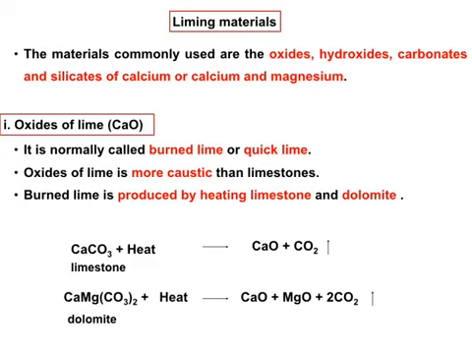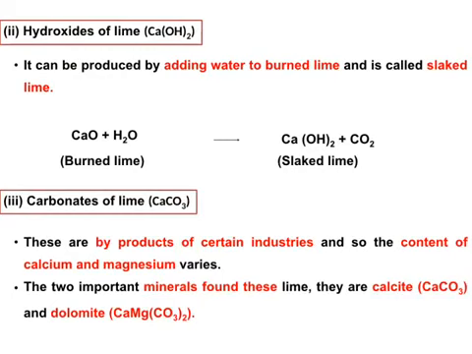These two examples explain the making of oxides of lime. For example, first, limestone. We can heat this limestone and create the oxides of lime. Dolomite also produces oxides of lime on heating. Next is hydroxides of lime. It means you add water to burnt lime. This reaction gives the hydroxides of lime, otherwise called slaked lime.